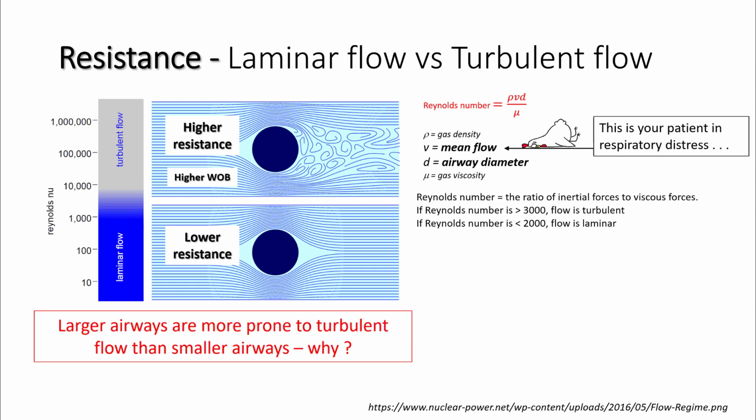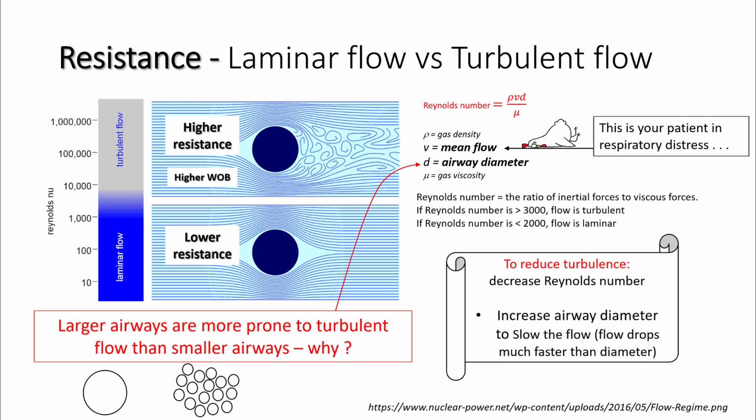The larger airways are more prone to turbulent flow than smaller airways. If you look at the cross section of the trachea and the cross section of the bronchi that it divides into, the cumulative sum of the area in the distal bronchi is much larger than in the trachea. So your Reynolds numbers are much lower as you go further down the bronchi.